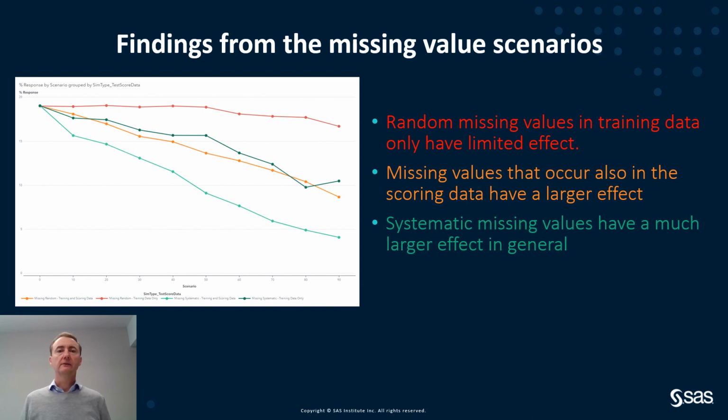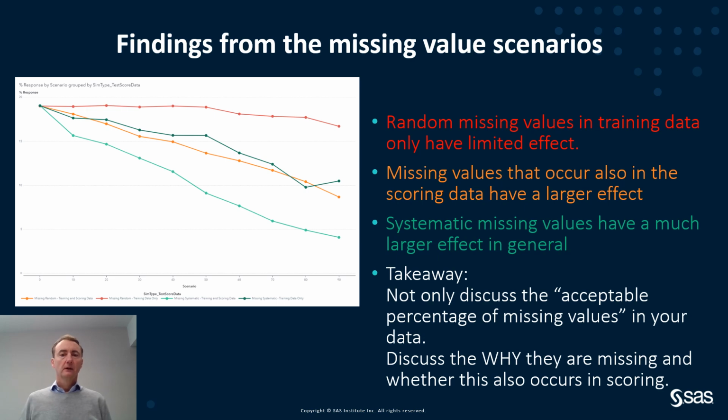So always check the type of your missing values and discuss it with business or those who understand the nature of the data and how missing values might come into our training data. The takeaway is, in your meetings don't only discuss the acceptable percentage of missing values, but go and discuss the why that happened, how did they come from.